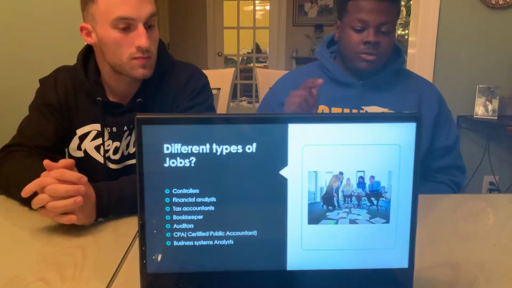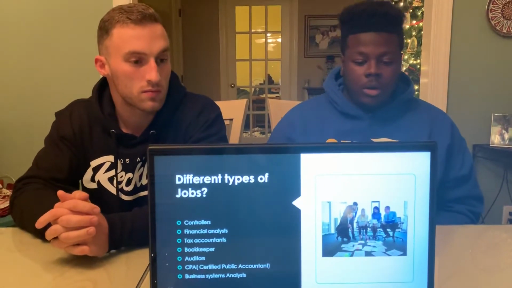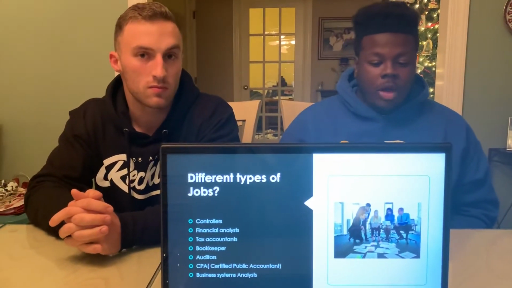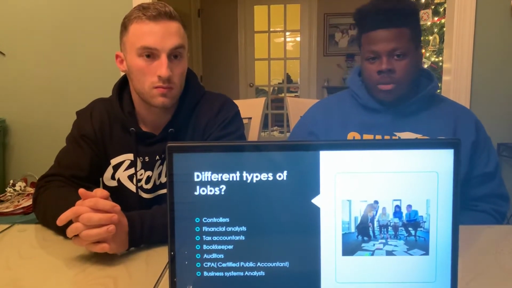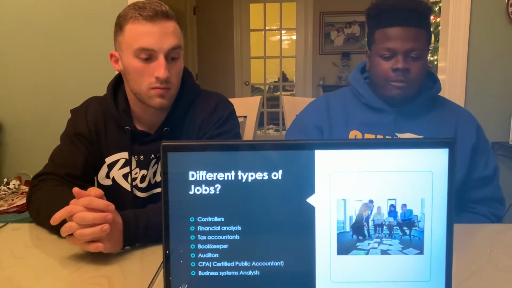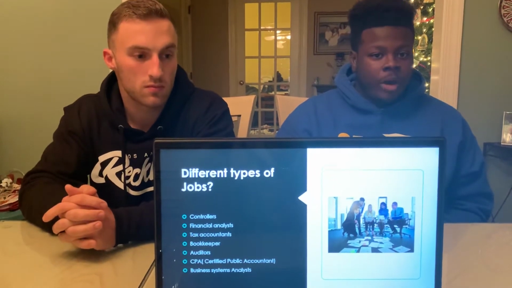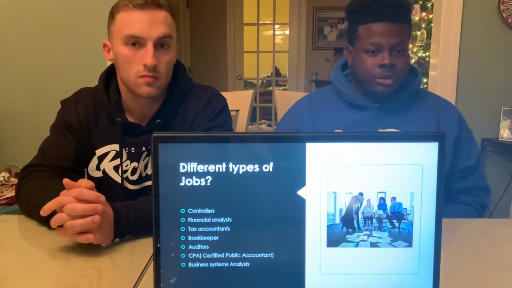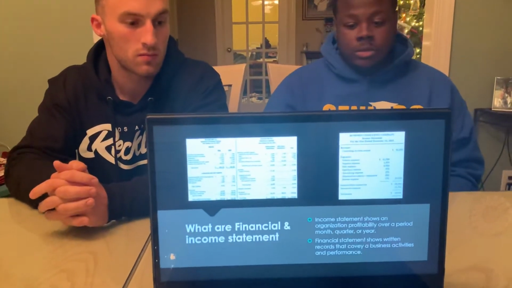For a CPA, it's really hard to get your CPA license in accounting. It's one of the requirements if you want to be a certified public accountant. You have to have at least 150 credits to be able to do the program, or have your master's degree to be a CPA. Next slide, please.